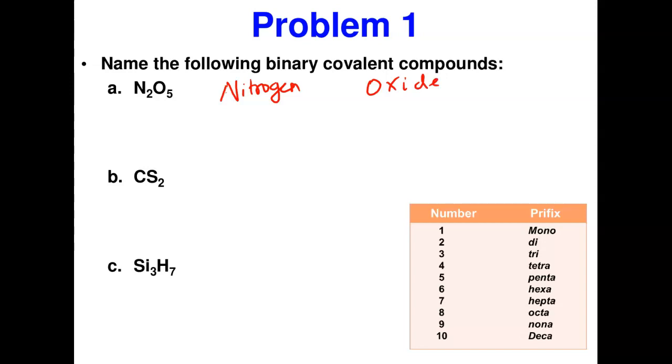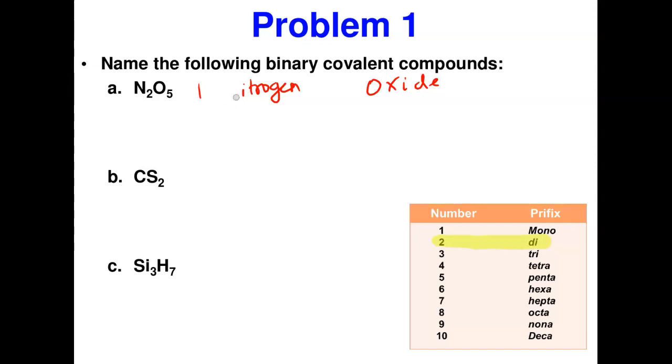What is remaining? We need to indicate the number of atoms present. We go to the prefixes. Now, look at the prefixes. How many nitrogen atoms do we have here? We have 2. Where is 2? 2 means di. So we're going to put it. So this is going to be di. Oh, that should be closer. I should use a small letter for this.